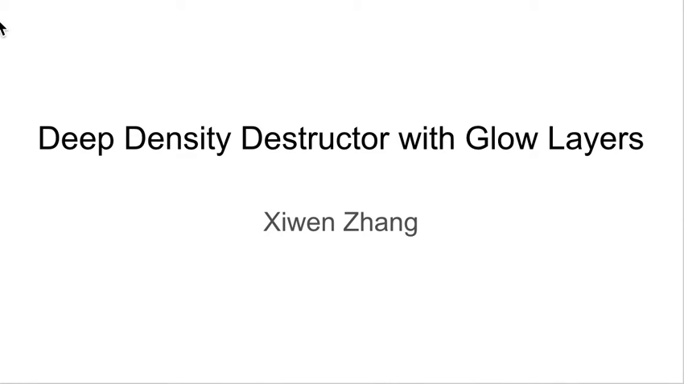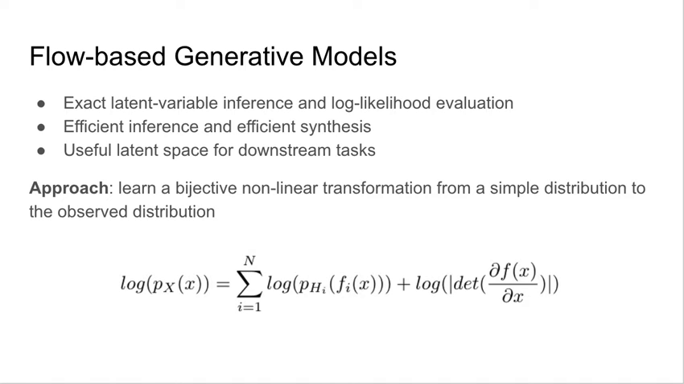First, let me briefly introduce flow-based generative models. Compared to other deep generative models, flow-based generative models have some very nice features. Unlike GAN or VAE, flow-based generative models allow exact latent variable inference and log likelihood evaluation. Unlike autoregressive models, flow-based generative models allow efficient inference and efficient sampling. Furthermore, the learned latent space is very useful for some downstream tasks.